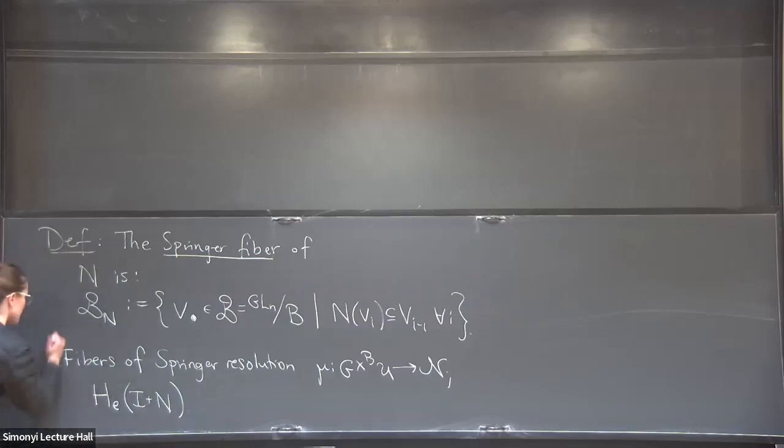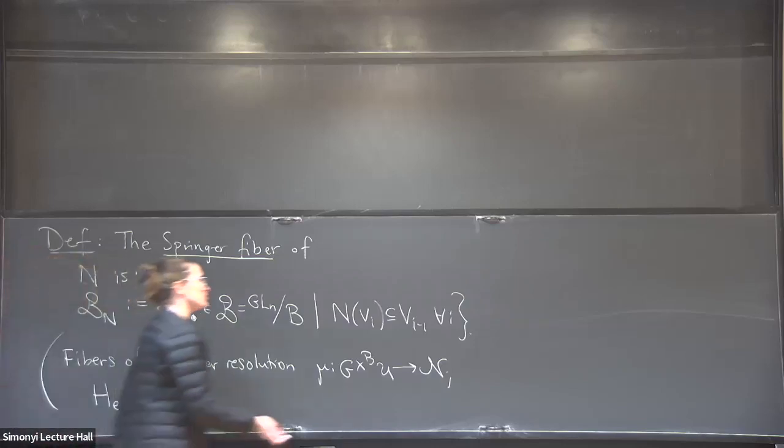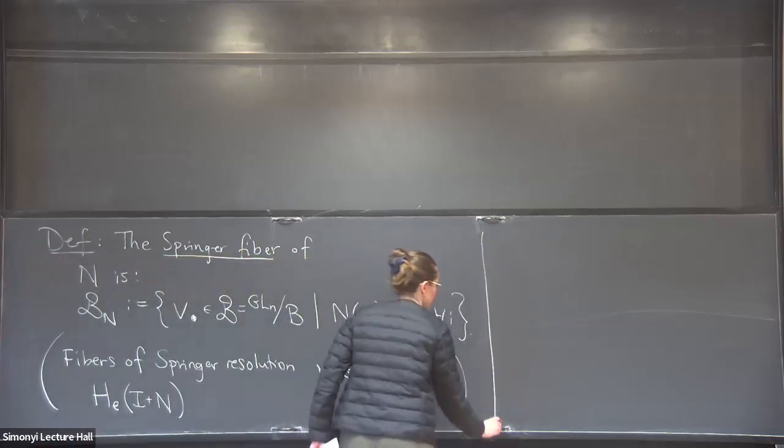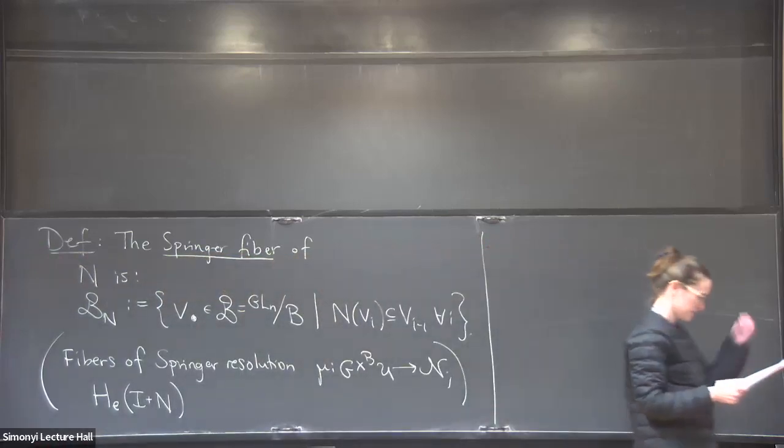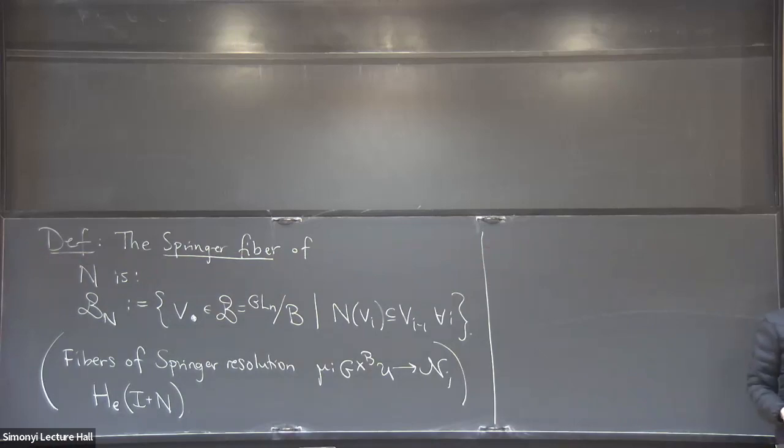So these are two ways you might see these things in the literature. Are there any questions so far?